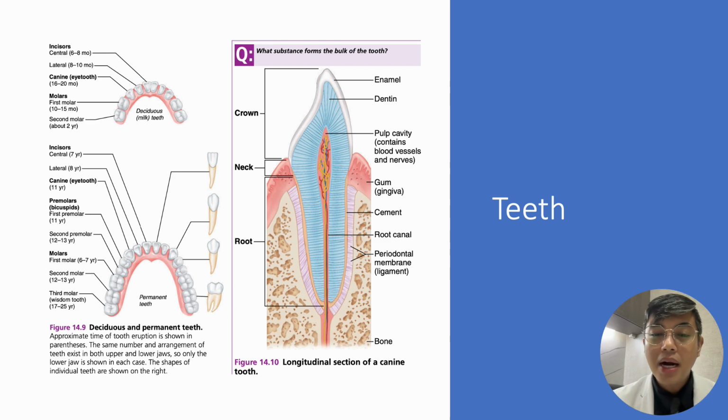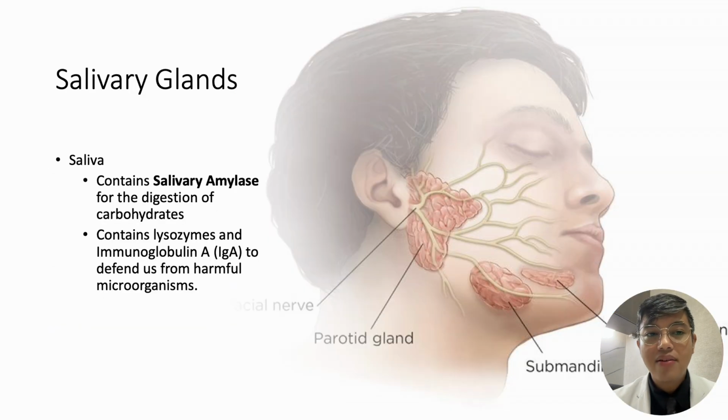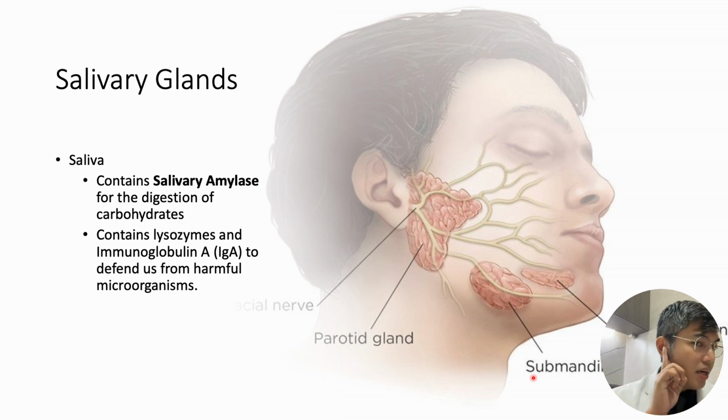So, ano pa ang mga accessory organs? Accessory organs will include your salivary glands. So, as you can see here, you have here your parotid gland and 2 submandibular glands. Parotid glands, nandito lang yan, no? Just anterior to your ear.